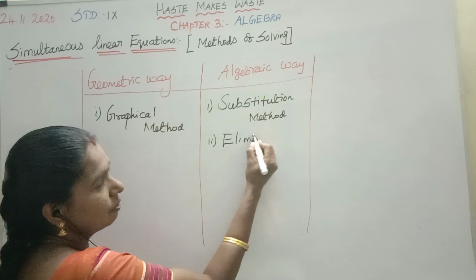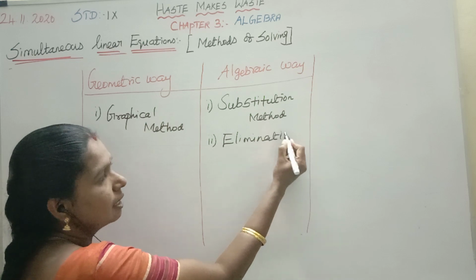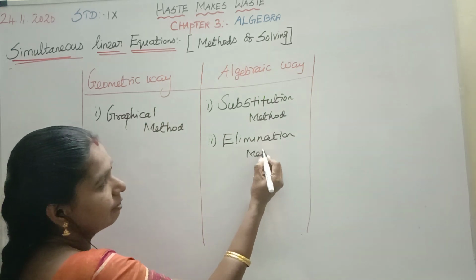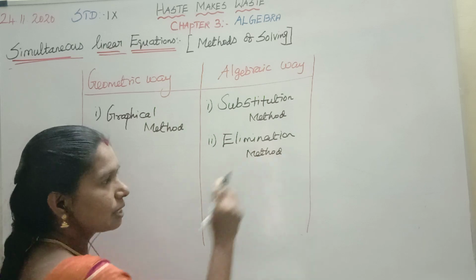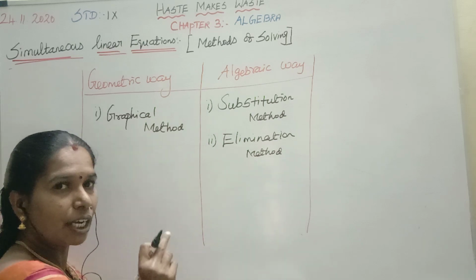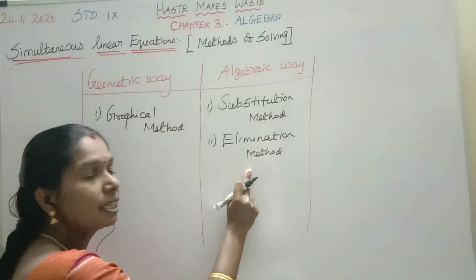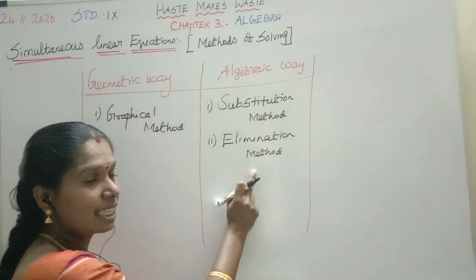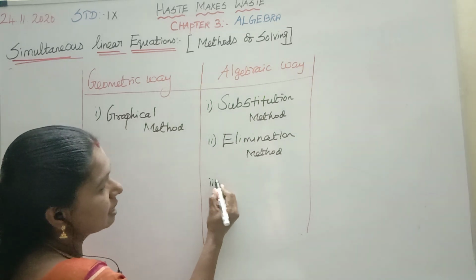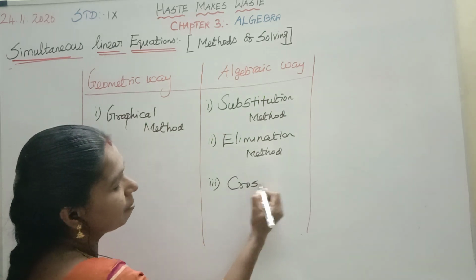Here we are going to first eliminate one variable. Then we will find the value of one variable and substitute that value into the other equation, and we find the next variable. That is called the elimination method. These you have studied in your 8th standard, isn't it? And the third one is the cross multiplication method.